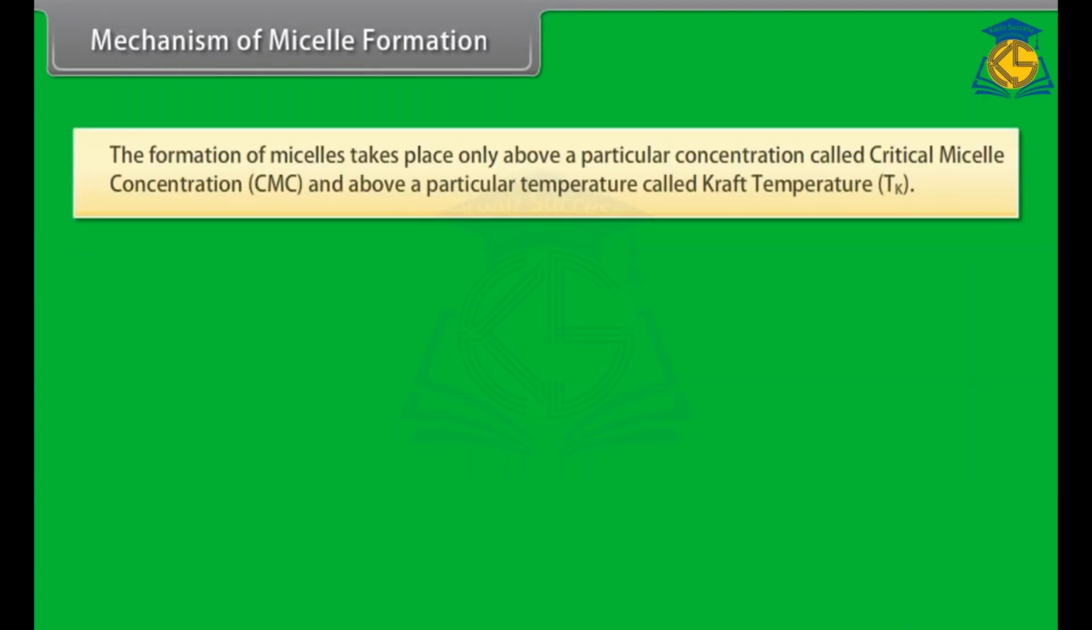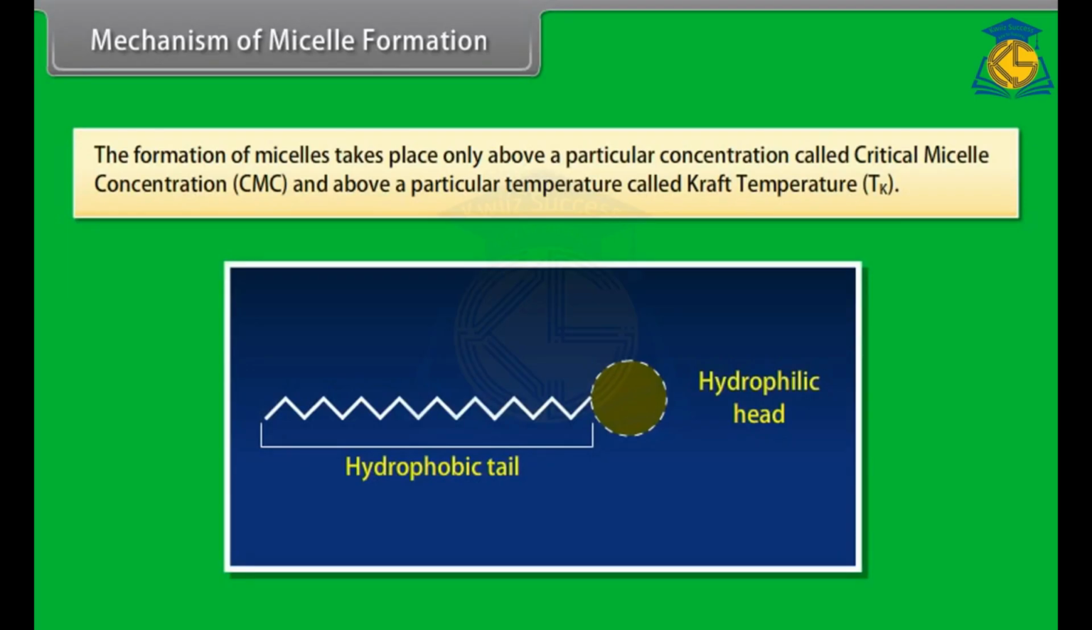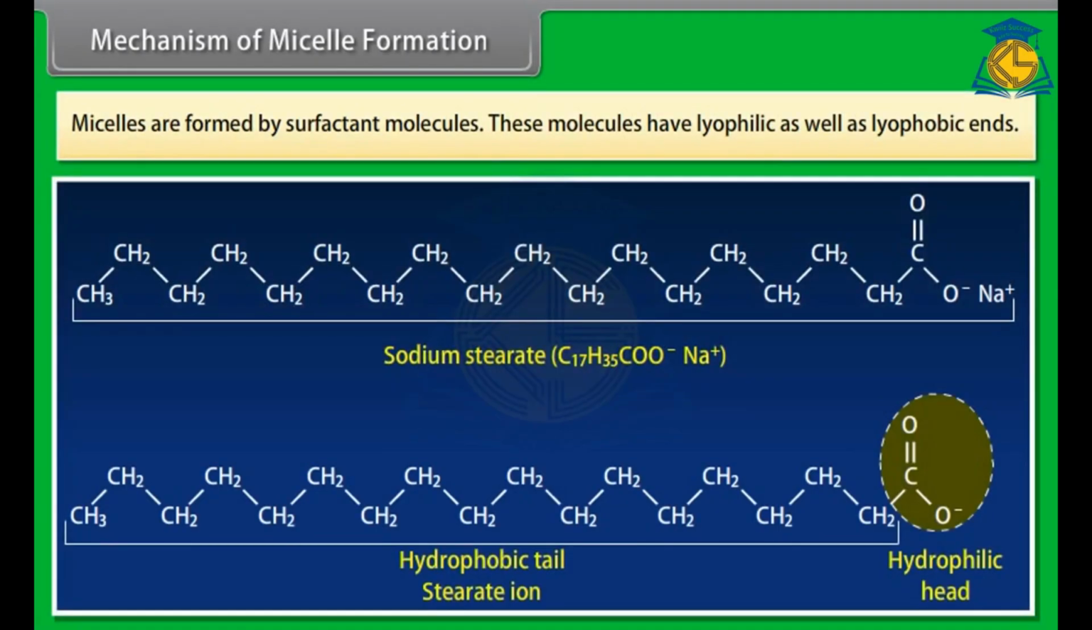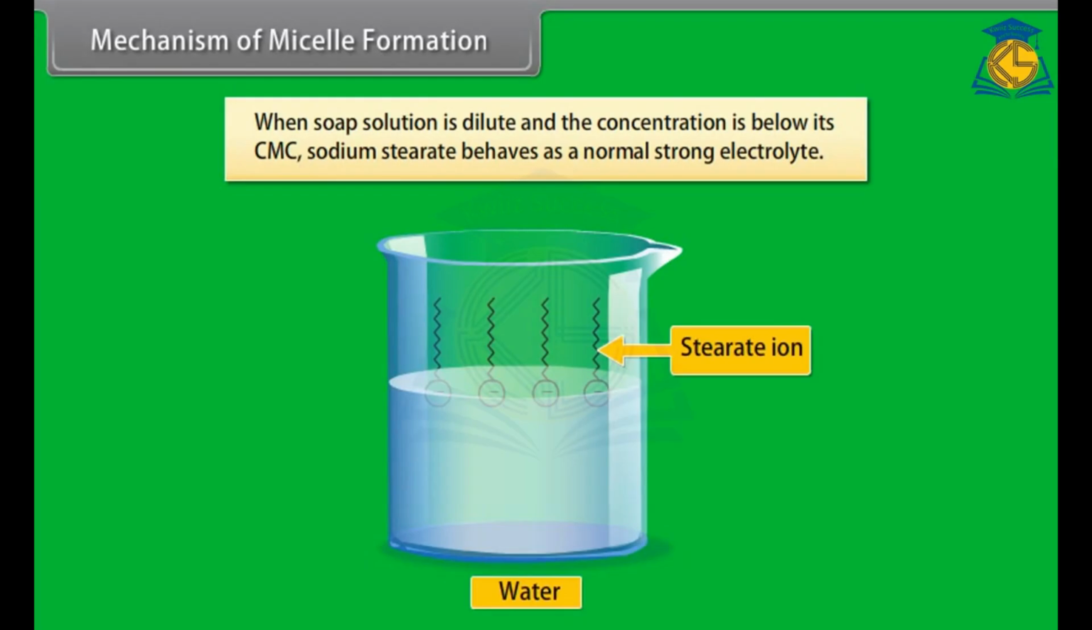Mechanism of micelle formation. The formation of micelles takes place only above a particular concentration, called critical micelle concentration, and above a particular temperature called Kraft temperature. Micelles are formed by surfactant molecules. These molecules have lyophilic as well as lyophobic ends. For example, sodium stearate.